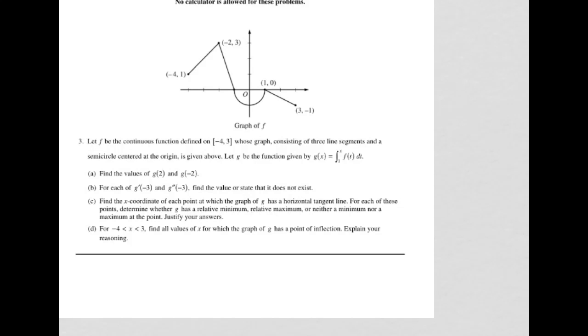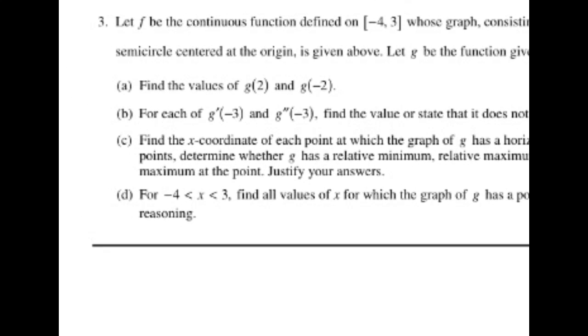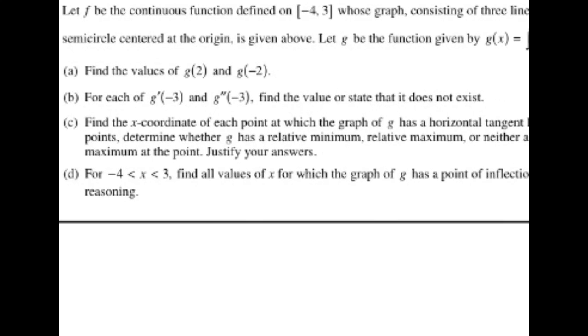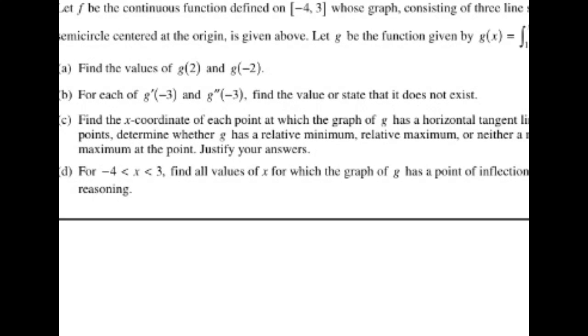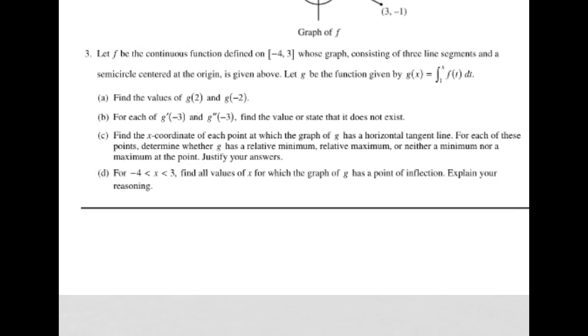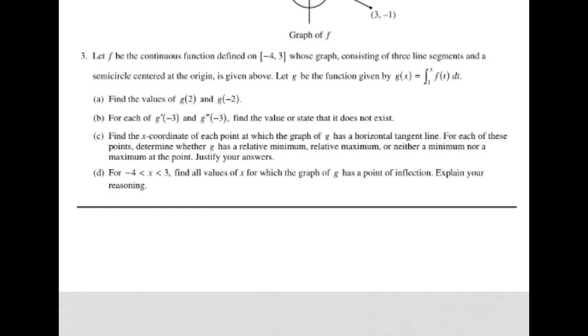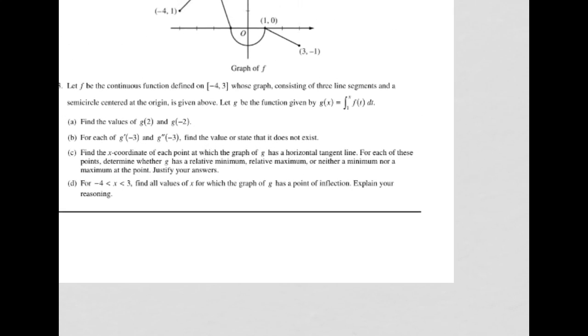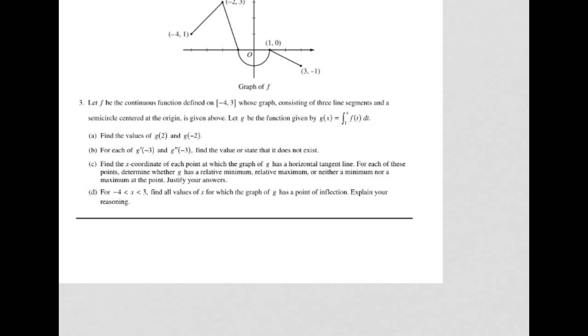Alright, let's take a look at part B. For each of g prime of negative 3 and g double prime of negative 3, find the value or state that it does not exist. Well, let's just state that it doesn't exist and move on, shall we? No. You've got to see if it doesn't exist. Then you can state that it doesn't exist if it does not exist. But they exist, because I did this problem before.